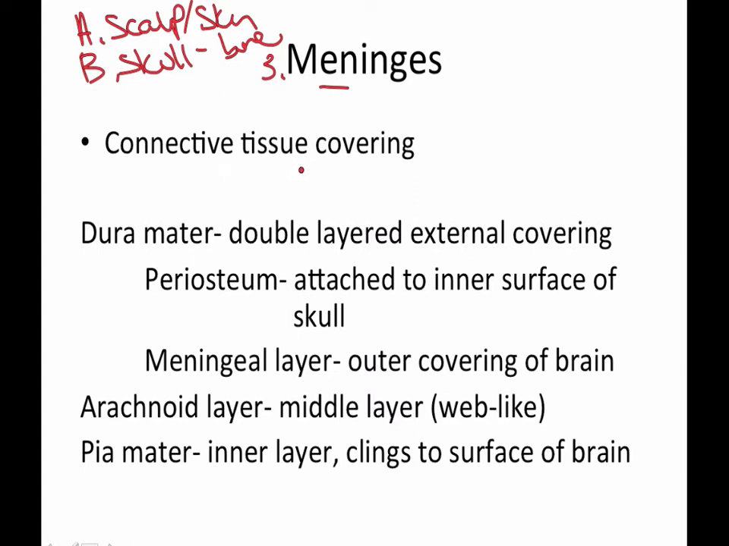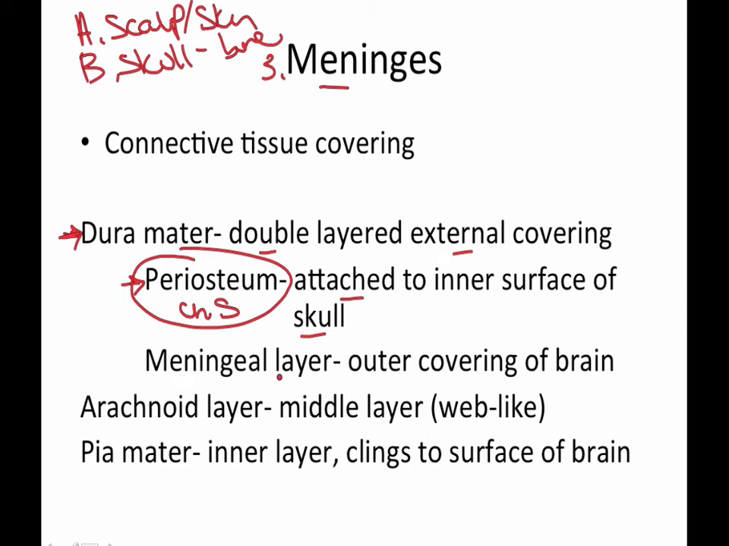Now, these are connective tissue coverings, and the reason there were a bunch of different colors and maybe some words that we didn't recognize is that the meninges are actually made out of a couple different layers. So the dura mater, okay, dura mater is a double-layered external covering. It consists of periosteum, which is attached to the inner surface of the skull.